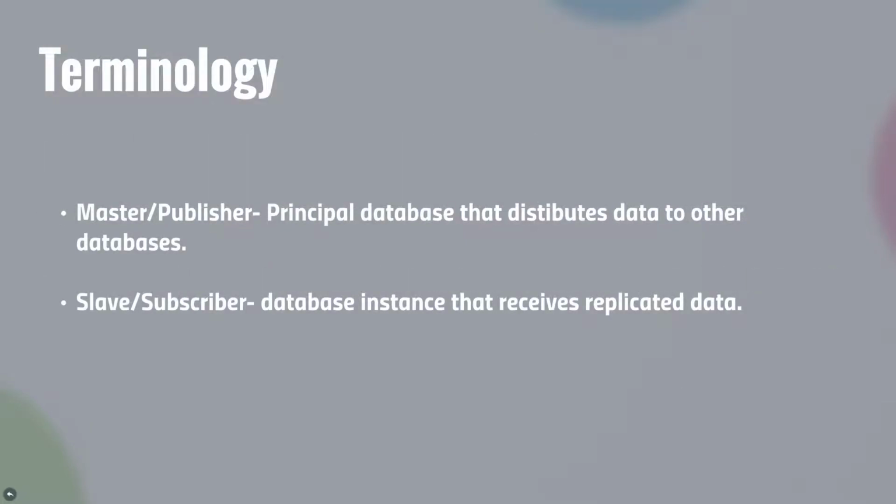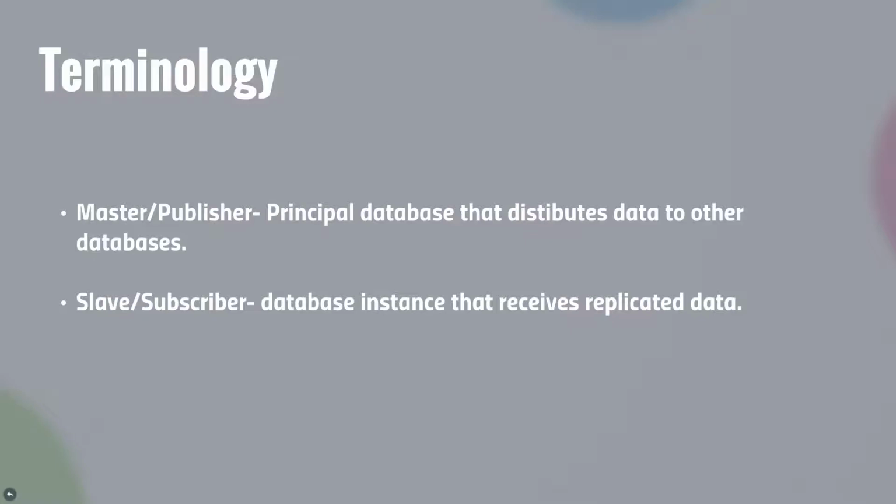There are two common terms or parts used in data replication. First is the master or the publisher, which is the principal database that distributes the data to other databases. Next is the slave or the subscriber, which are database instances that receive the replicated data.